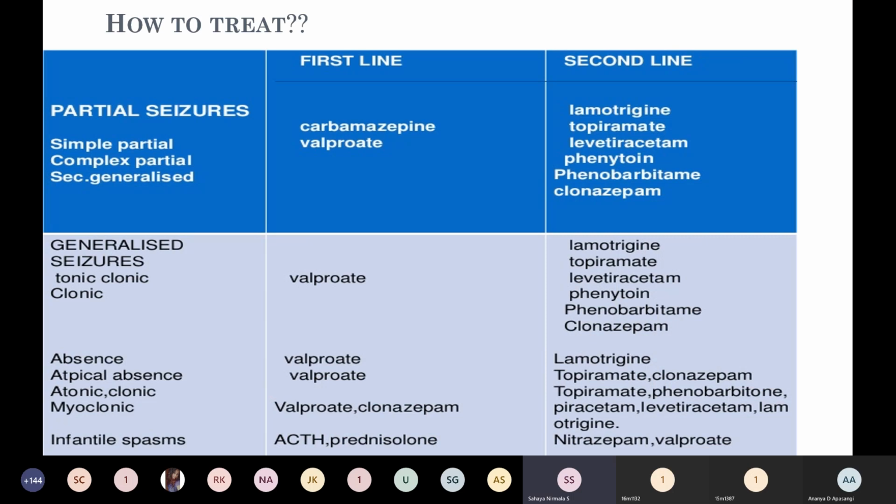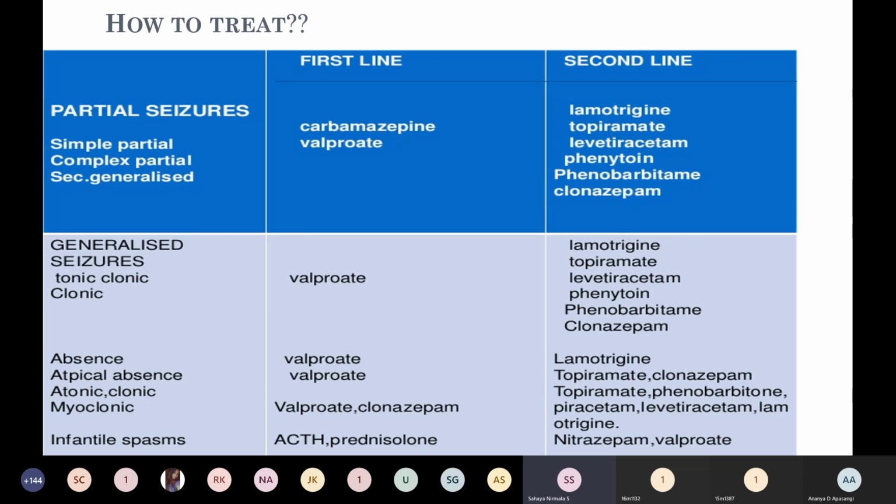So now that I have done the investigation, I will categorize them. As you see, this is the old categorization of partial and generalized. Instead, now this will be focal seizure and this will be generalized seizure. For a focal seizure, carbamazepine is the first choice of drug, or you can use valproate also, and these are the second line drugs.